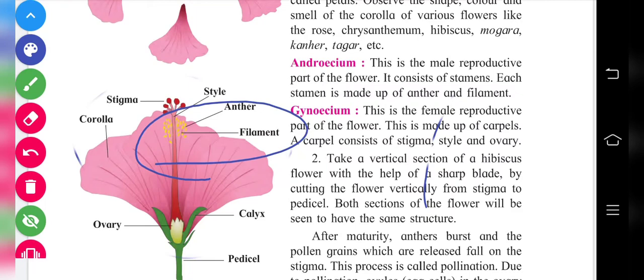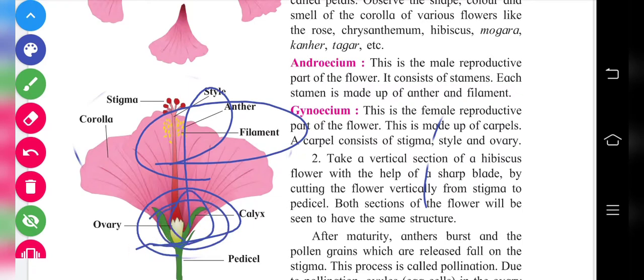The gynoecium is the female reproductive part of the flower, made up of carpels. Each carpel consists of stigma, style and ovary. These are the parts of the female reproductive part. Next concept is pollination. Pollen grains released from the anther fall on the stigma of another flower. This process is called pollination.